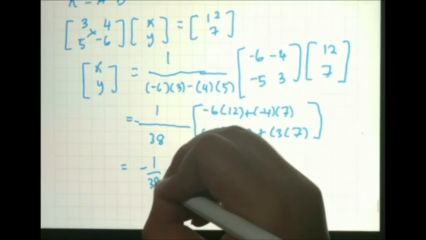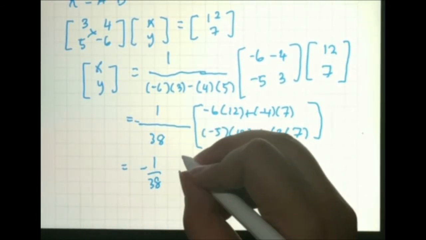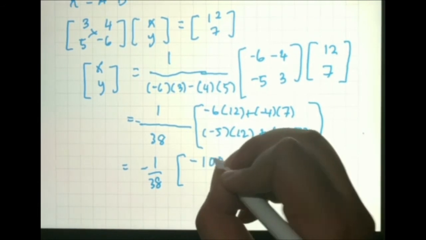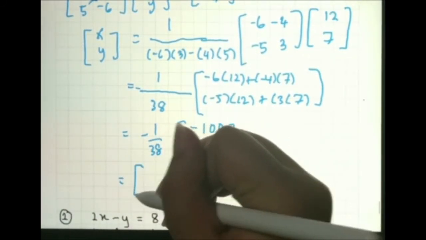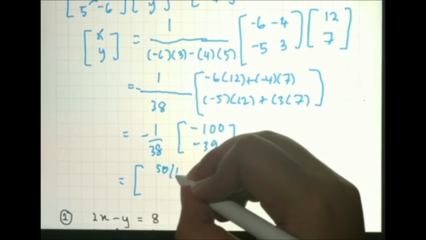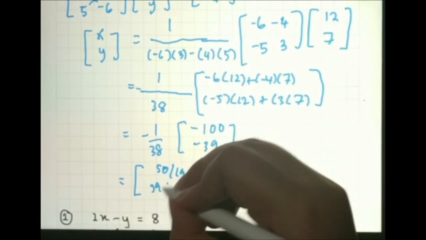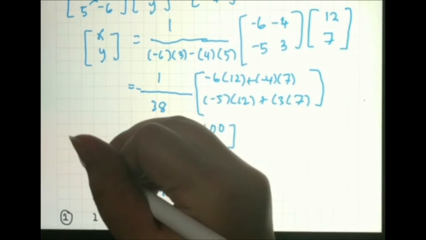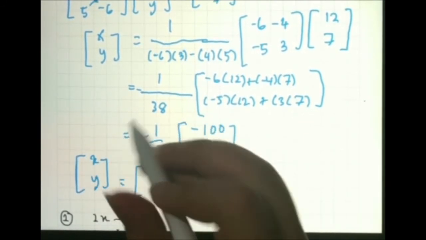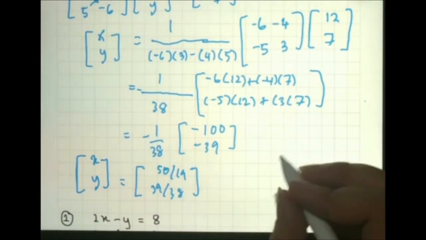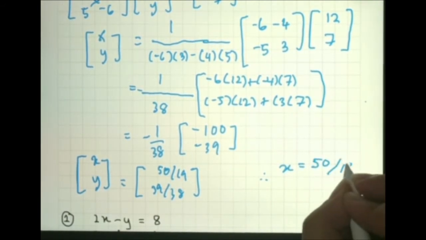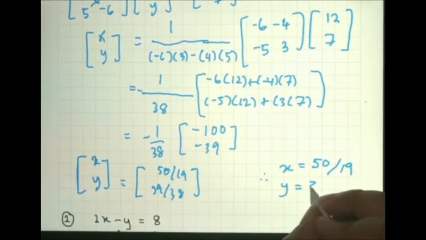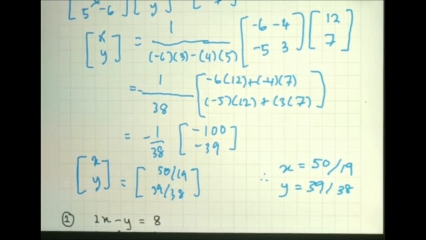1 over negative 1 over 38 times negative 139. Our final answer would be 50 over 19 and 39 over 38. So it's placed as x and y. Look at how it's aligned. So our final answer will be x equals 50 over 19 and y equals 39 over 38.